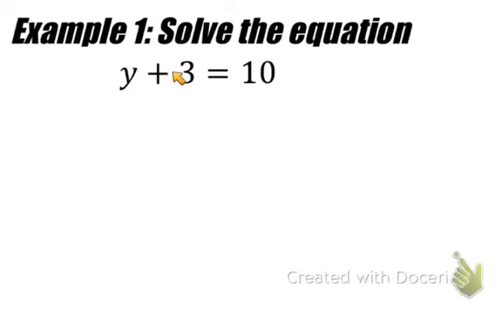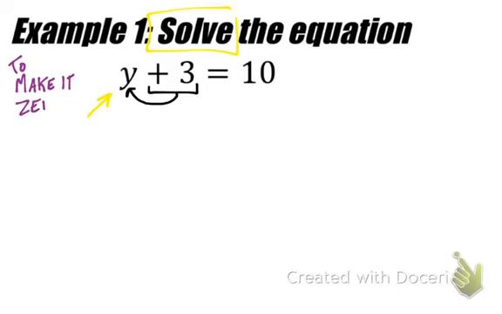Taking a look at the first example, where we have to solve y plus 3 equals 10, this is considered a one-step equation because it literally requires just one step. Now analyzing our equation, what's going on: we have the y that's being added by 3. So, because we want to zero out the 3, we have to use the inverse operation of addition and subtract the 3 from both sides.